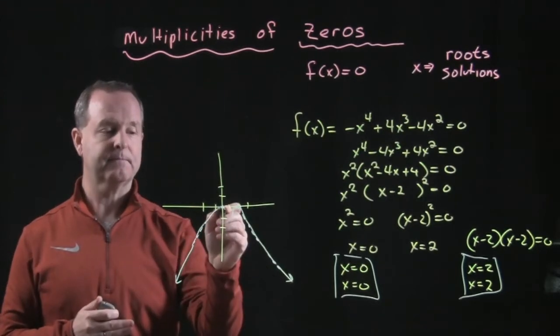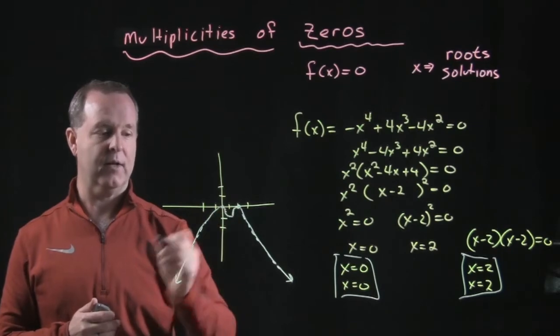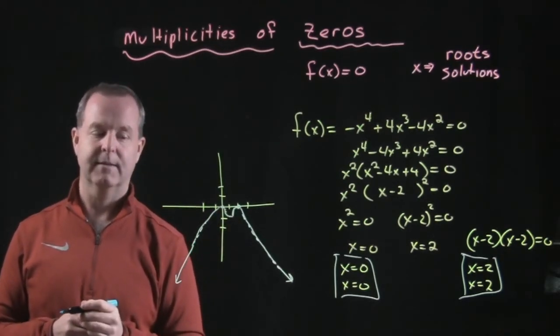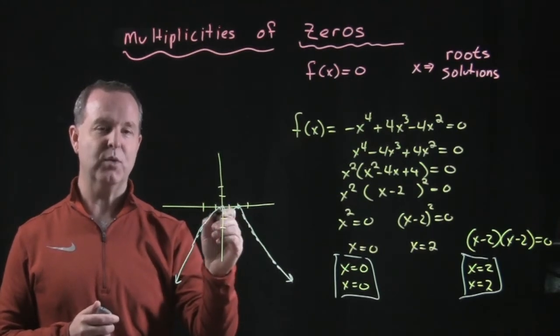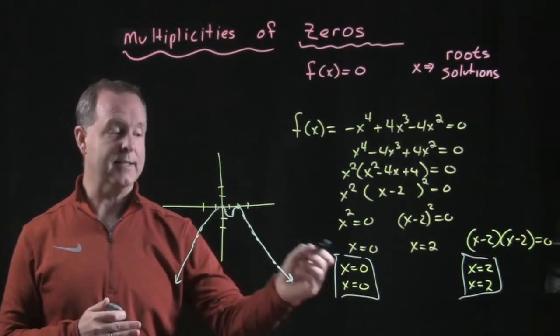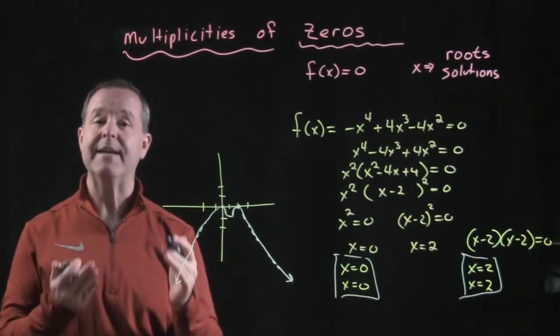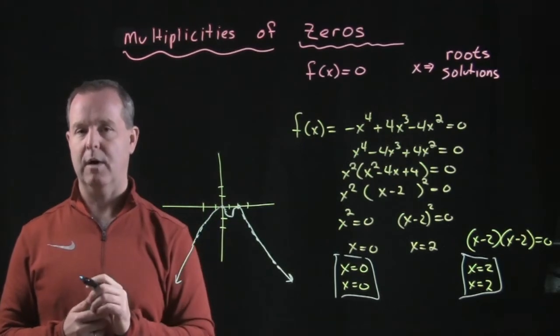So then I can look at the rest of my graph, and I know my graph is going to have some type of a look like that, where we've already identified its end behavior, we identified its roots, and now we notice that the roots had a multiplicity of 2, an even number. Therefore, the graph just touches the point but doesn't cross.